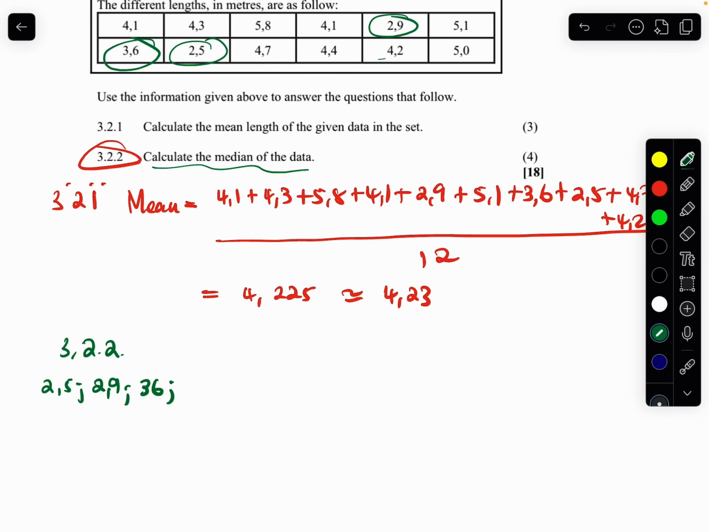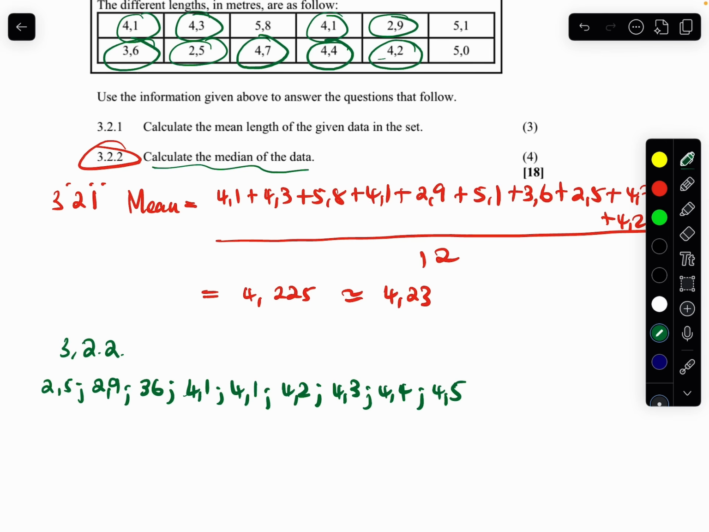And then the other threes. Let's look at the 4s. It's 4.1 and 4.1, and 4.2 and 4.2, and 4.3 and 4.3, and we're going to 4.4, 4.4 and 4.5, 4.5. I hope I'm still correct. It's 4.4.